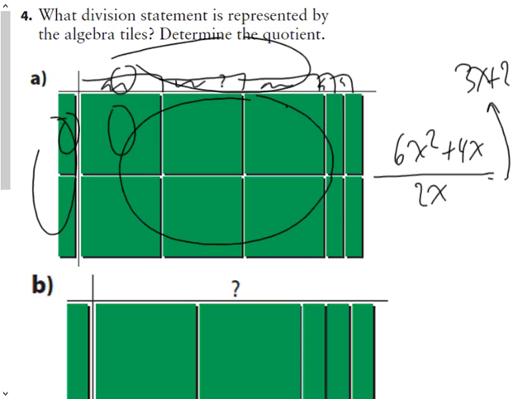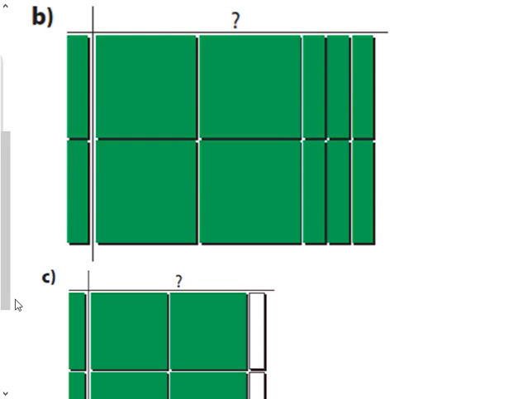Okay, that's the first one. In the second one, B, we have the area is 4x squared plus 6x divided by the side I know, which is 2x. And this time, when I work that out, I'm going to shrink this down a little bit here. When I work that out, I'm going to have a positive x here, because a positive times a positive is a positive x squared.